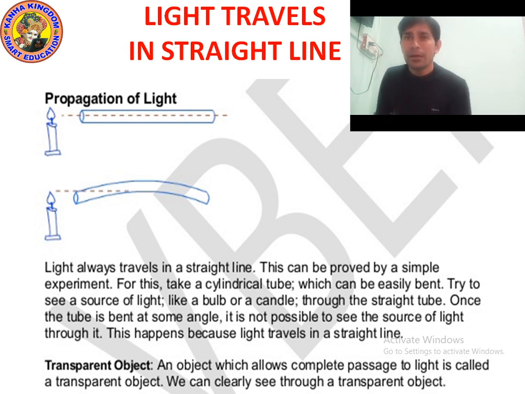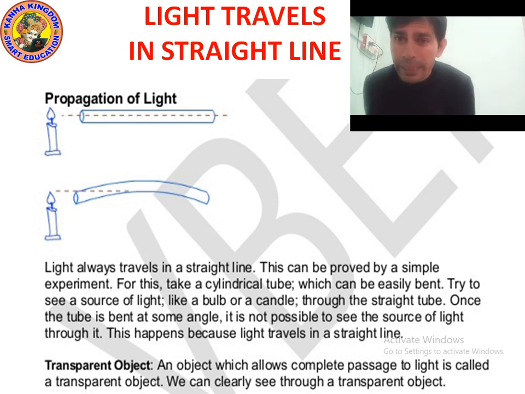Then take the cylindrical tube, or you can say take a pipe which can be easily bent. Now bend the pipe, and try to look at the flame of the candle. Yes, because from the flame the light is coming. So try to look at the light using the bent cylindrical pipe.